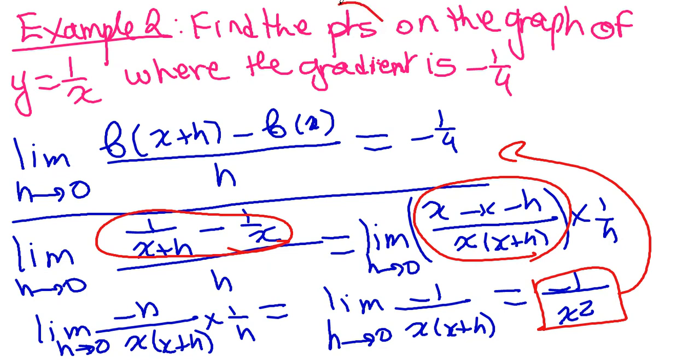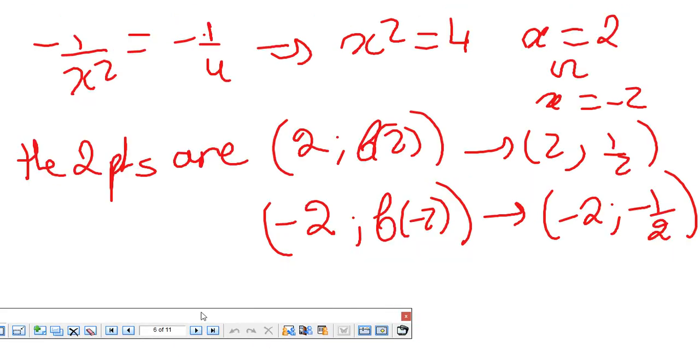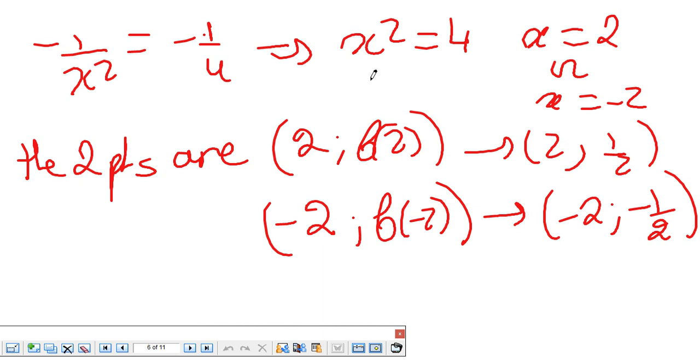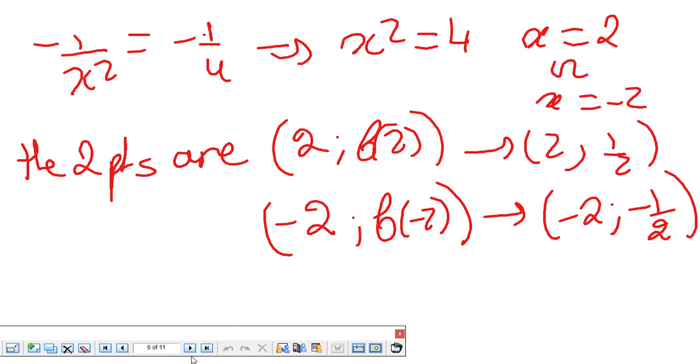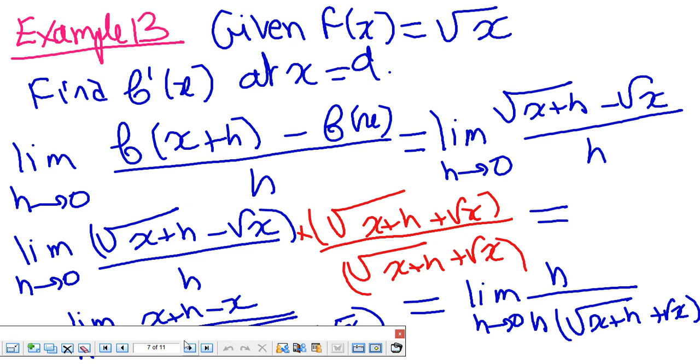They said here find the points. It means I have more than 1 point. So this minus 1 over x squared is equal to what? It's equal to minus 1 over 4. So I will solve it. It gives me x squared is equal to 4. So I have x equals 2 or x equals minus 2. And then the 2 points are for x equals 2 and x equals minus 2. To be able to find the y of the point, I just replace x by 2 and by minus 2. So one is a half and the other is minus a half. I hope that I'm not going so fast, guys, but it's just a calculation. Another example.